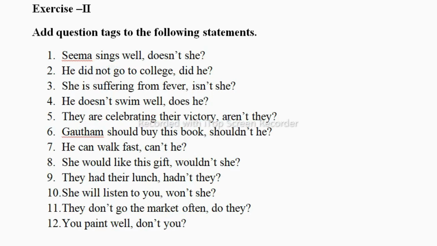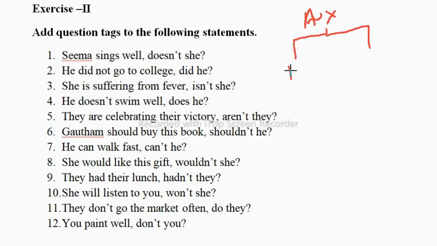Now let's see the first one. Seema sings well. Now here we don't have any verb. I'm not talking about the main verb but the auxiliary verb. We have to see auxiliary verbs like is, am, are, was, were. Now let's see auxiliary verbs. How many types of auxiliary verb do we have? We have two types of auxiliary verb.